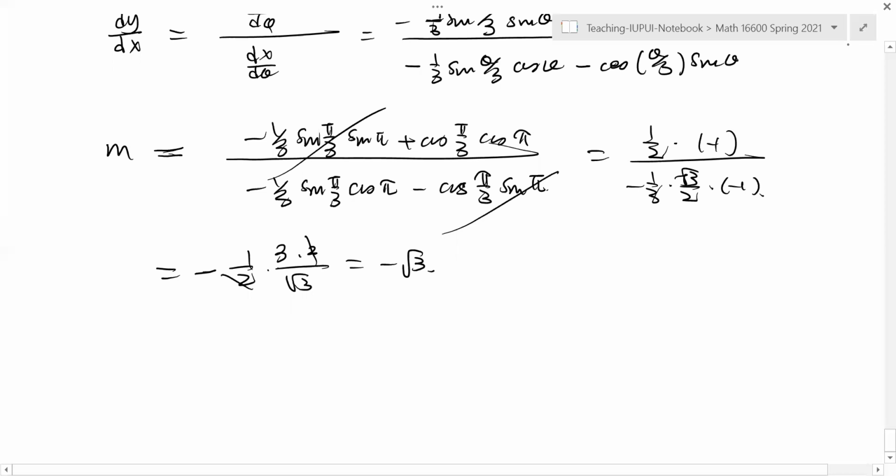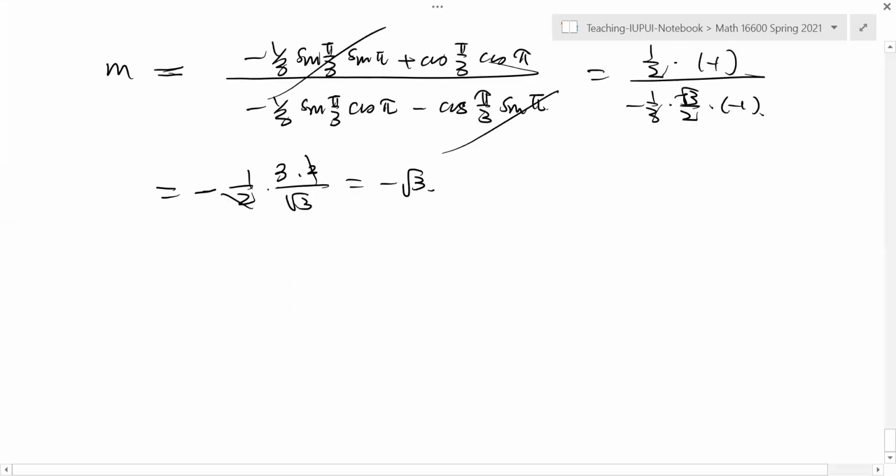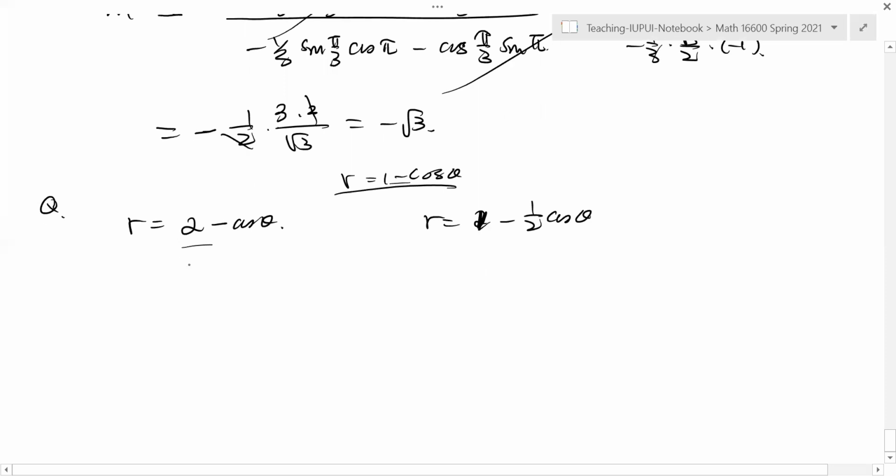Is that around the x-axis or around the y-axis? There are two types of equations we need to know. One is r equals 2 minus cosine theta, because we already did r equals 1 minus cosine theta. And the other is r equals 1 minus half of cosine theta. So the graph, if this one, the graph looks like that.